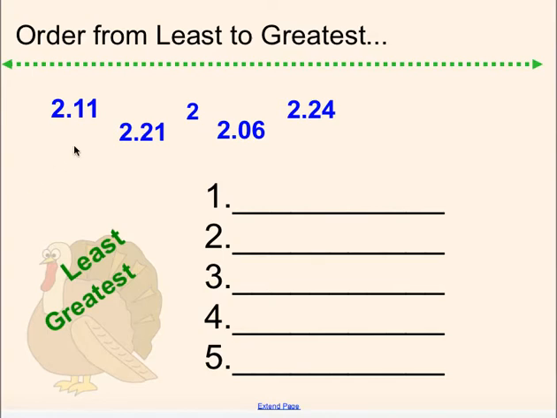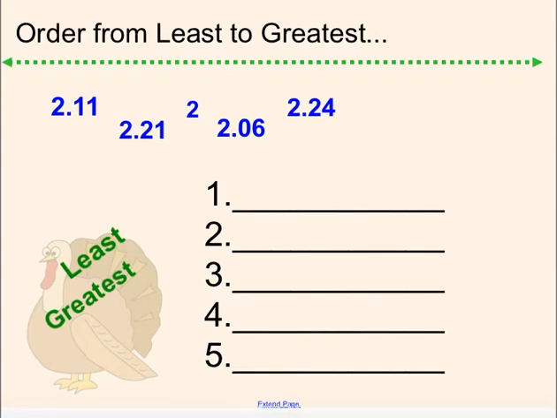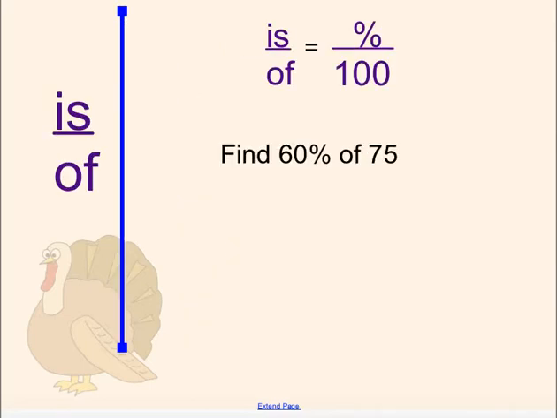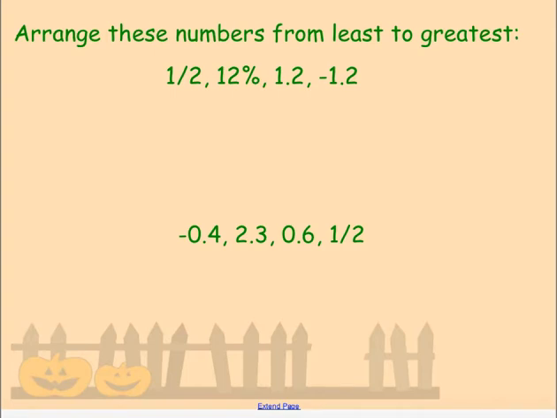All right, order from least to greatest. You can work on these. Honestly, for decimals, it's really going back to being able to convert between our percentages and our decimals and fractions. So let's do a couple of these. How about arranging these from least to greatest? Let's put them in one form. So 1/2, let's put in decimals: 0.5. 12% is 0.12. 1.2 is already a decimal, and so is negative 1.2.